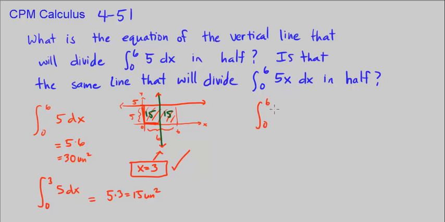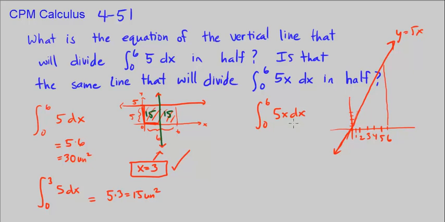Then we're asked, is that the same line that will divide the integral from 0 to 6 of 5x dx in half? Remember, this is going to be the line y equals 5x. So the slope is 5 over 1, and our y-intercept is 0. It's going to be pretty steep. This is the line y equals 5x, and this is 2, 3, 4, 5, 6.